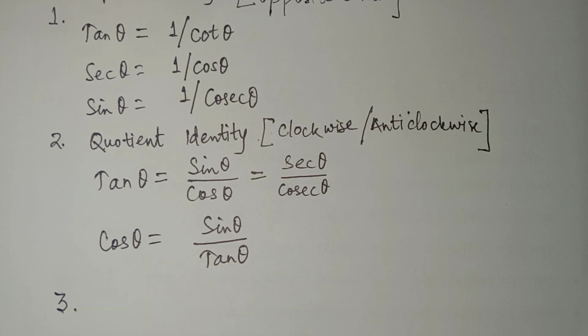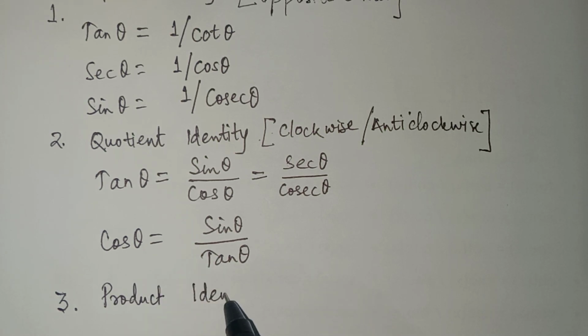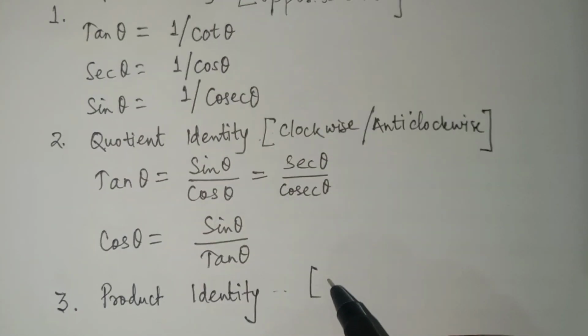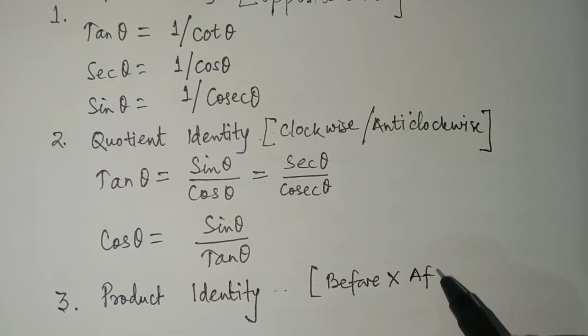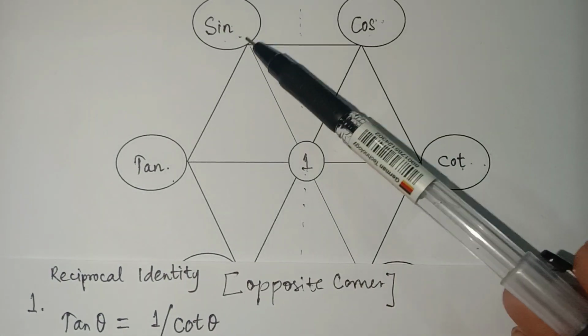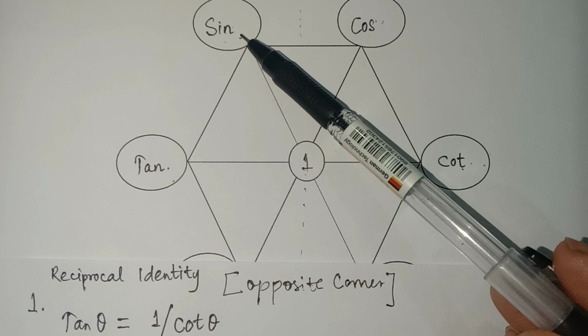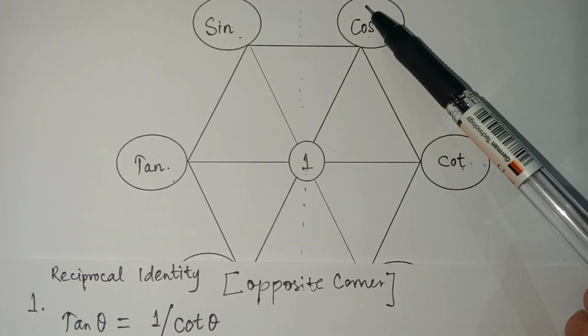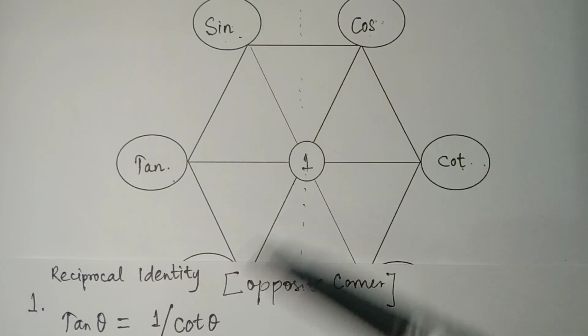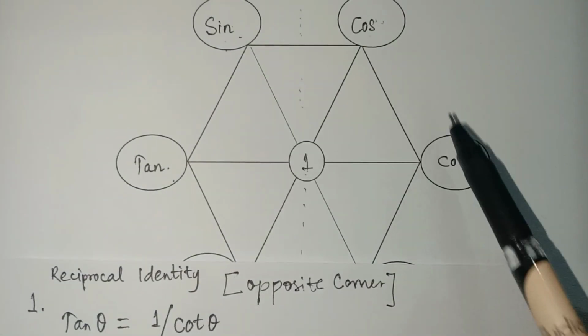From the same hexagon, we can take out the product identity. So for the product identity, its trick is before into after. That means, if I am going to say sin theta in the product form, sin theta equal to before means cos theta into after, which is tan. So cos theta into tan theta is sin theta. Understood? Similarly, if I am going to say cos theta, that will be sin theta into cot theta.